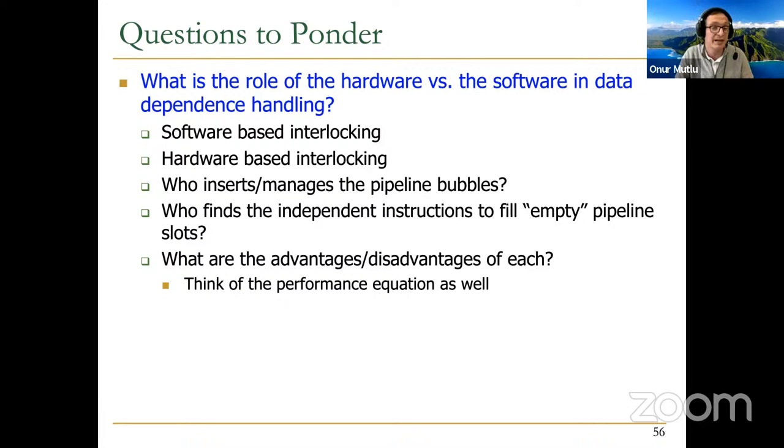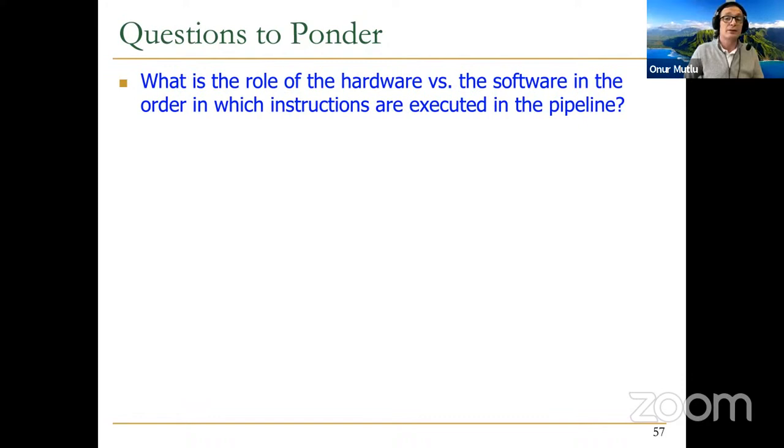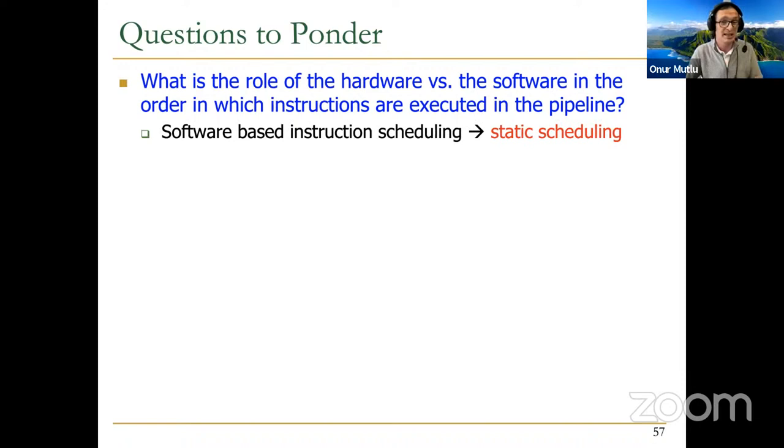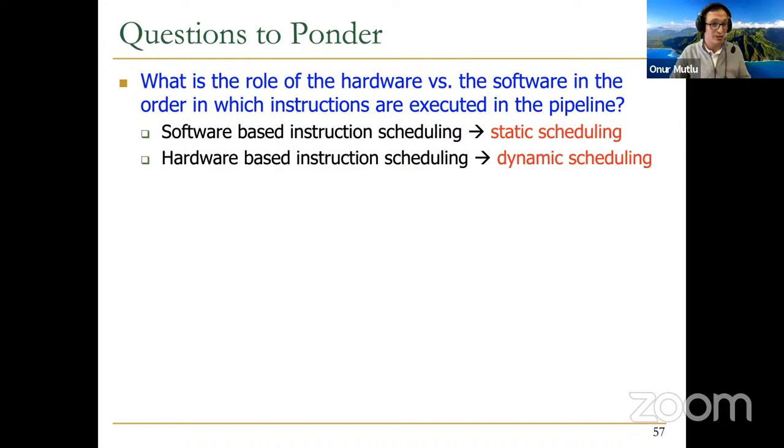Okay. Basically, what is the role of the hardware versus the software in the order in which instructions are executed in the pipeline? That's the next question. And this leads us to either software-based instruction scheduling, the so-called static scheduling, or hardware-based instruction scheduling, which is also called dynamic scheduling. Static scheduling is anything that happens before the execution of the program. Anything that happens during the execution of the program is considered dynamic. Dynamic also means runtime, basically.